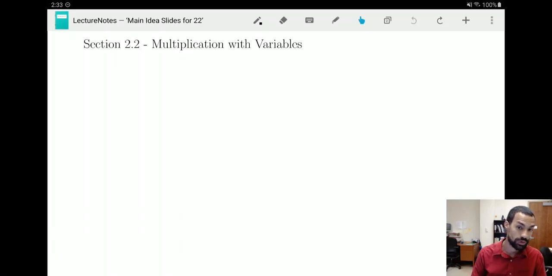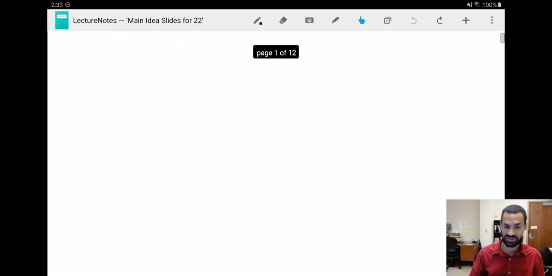Section 2.2, multiplication with variables. Okay, so in the last section we added and subtracted terms, right? Terms, which were these items that had numbers and variables merged together with multiplication. Okay, so we're going to keep on working with that terminology and we're going to add on to it as we discuss multiplication with variables.